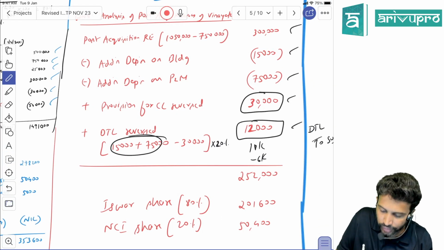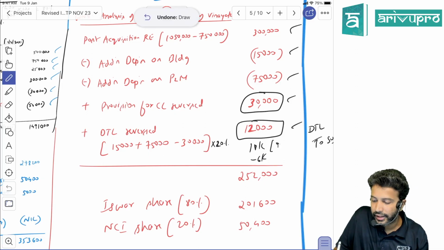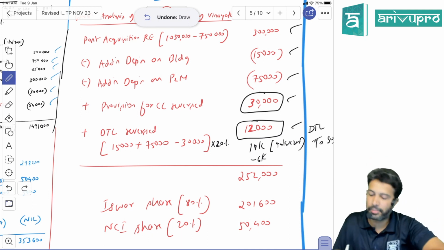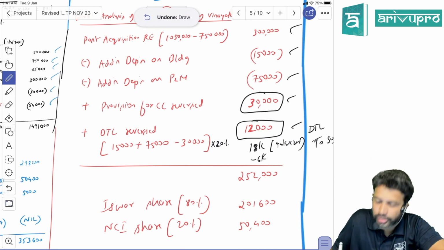How 18,000? So 75,000 plus 15,000 will be 90. So 90,000 into 20%. Carrying amount is reducing, so you need to reverse deferred tax liability. You need to reverse to the extent of 18,000. This is relating to assets.